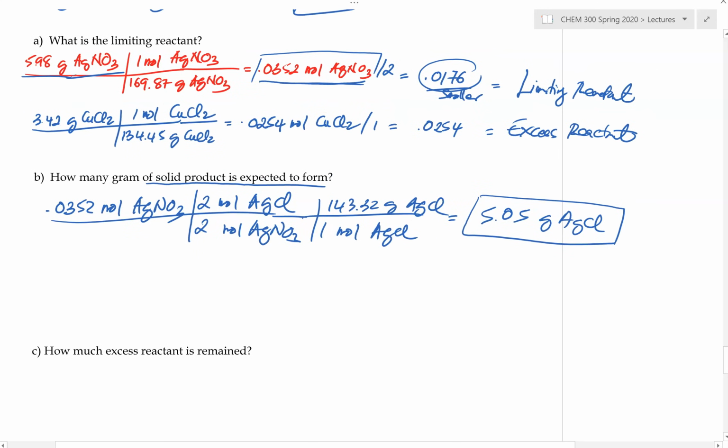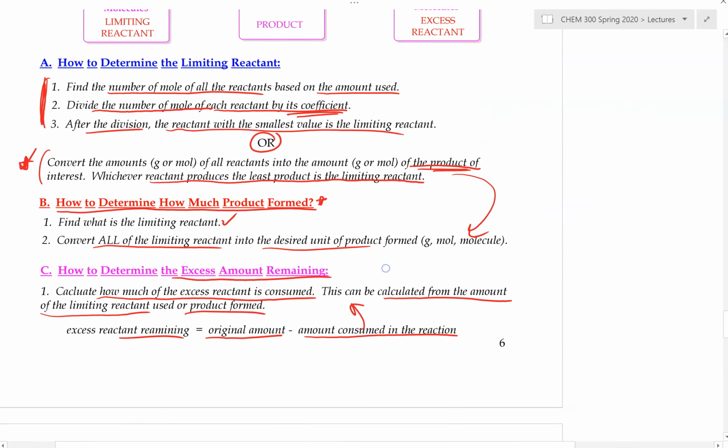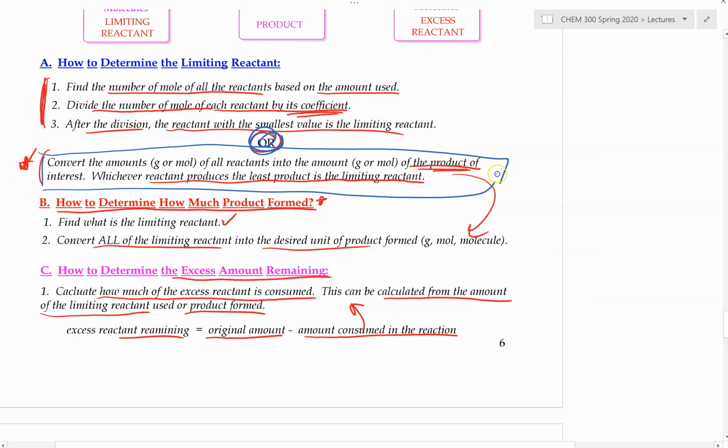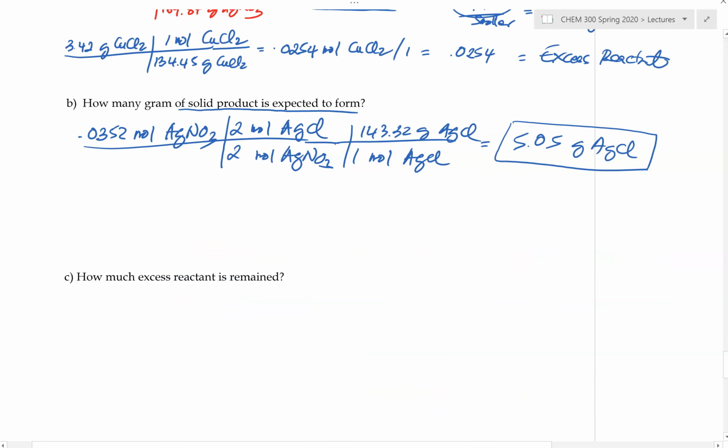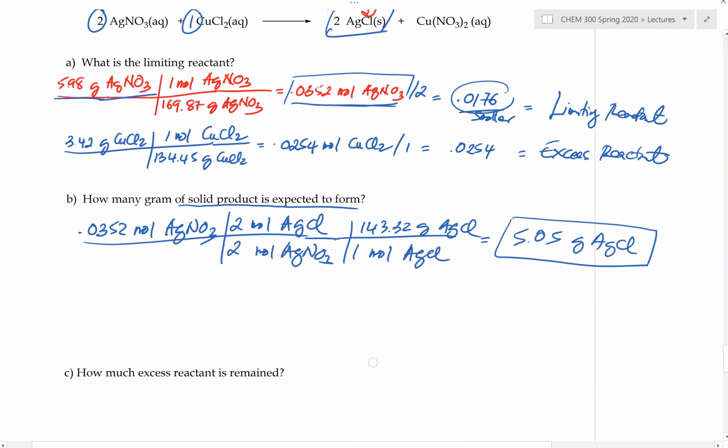And I'm going to show you guys the other way of what we mentioned earlier already, that we can actually use this method by converting the amount of all of the reactants into the products and see whichever produces the smaller amount, that would then be how much product we can expect to make. And that will also tell us what would be the limiting reactant as well. So let's say if we were to choose that method, we'll be converting the amount of both of these reactants into the product.